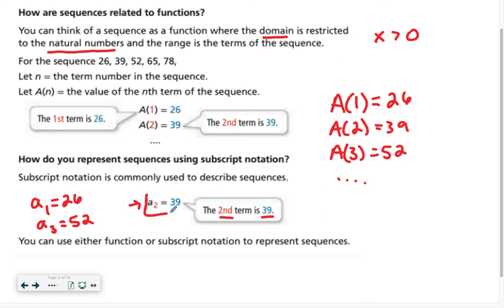That's how you would read this out loud. And same with up here. The second term is 39. The first term is 26. My bad. I swear I know my numbers, guys. Okay, so you can use either the function or the subscript notation in your assignment and on your test.